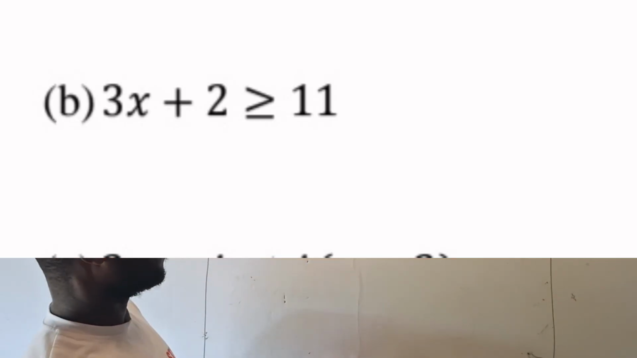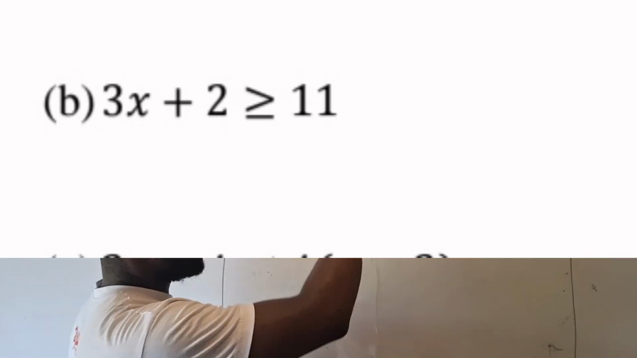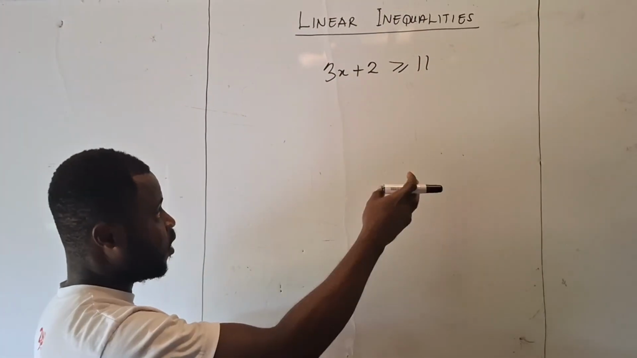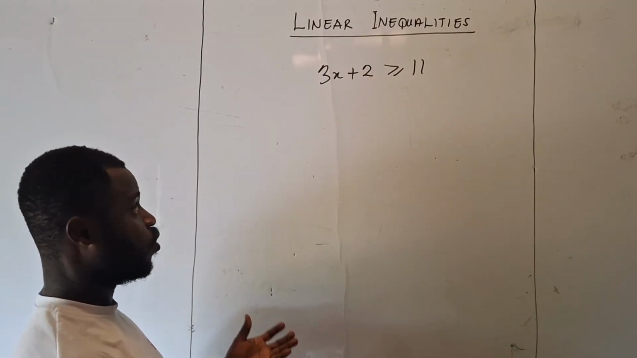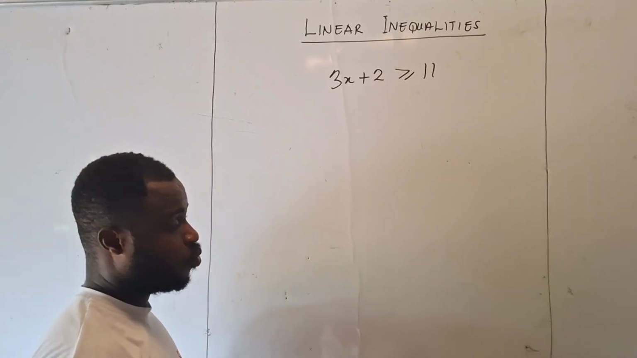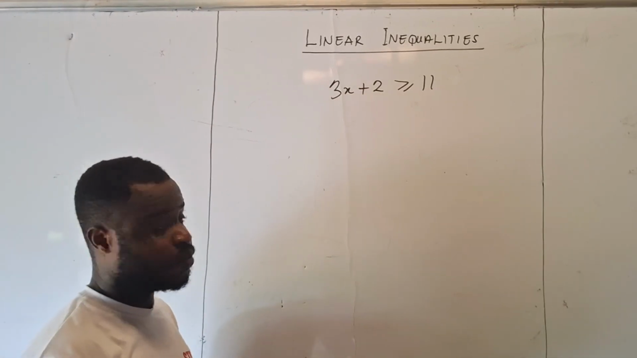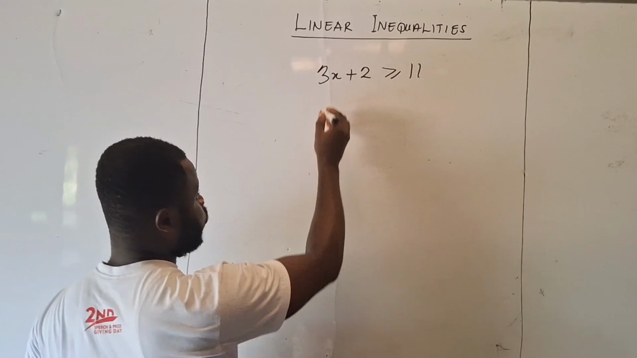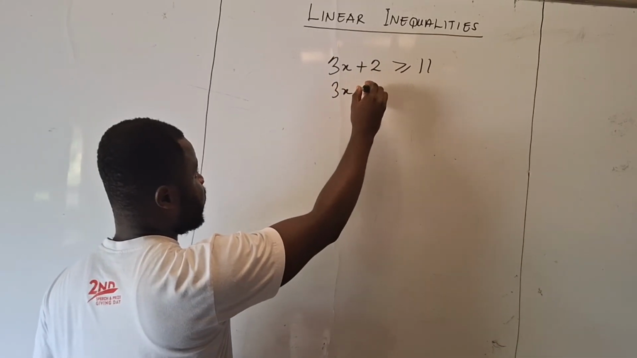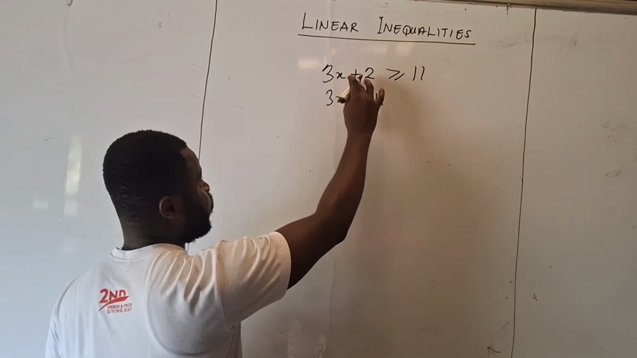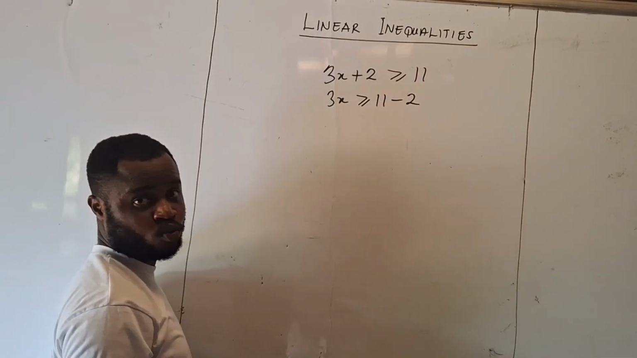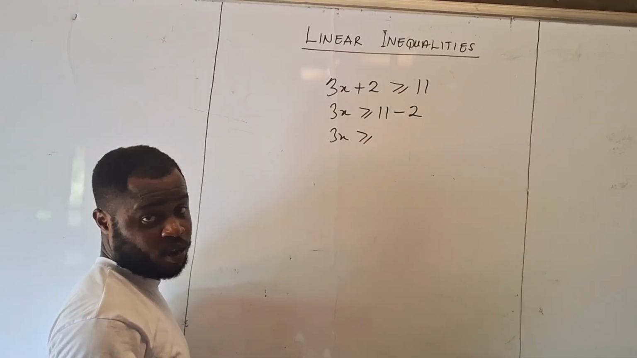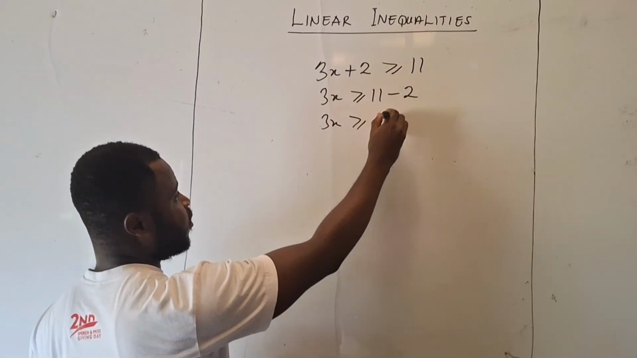So we have to find the truth set of 3x plus 2 greater than or equal to 11. When you see a line under the sign, it is greater than or equal to. So we are going to find x, and to group like terms, the positive 2 will cross the greater than or equal to sign. So this will give us 3x greater than or equal to 11, then the positive 2 coming here will be minus 2. Then we have 3x greater than or equal to 11 minus 2, which is going to give us 9.